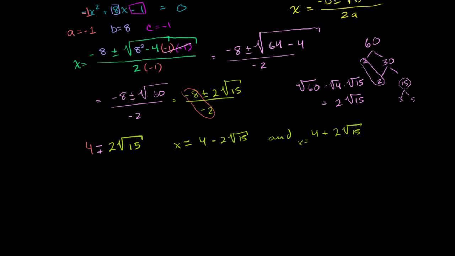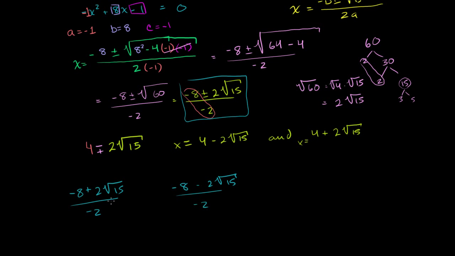I could write this expression up here as two expressions. That's what the plus or minus really is. There's a negative 8 plus 2 roots of 15 over negative 2, and then there's a negative 8 minus 2 roots of 15 over negative 2. This one simplifies to negative 8 divided by negative 2 is 4, and 2 divided by negative 2 is negative 1, so 4 minus the square root of 15. And then over here, you have negative 8 divided by negative 2, which is 4, and then negative 2 divided by negative 2, which is plus the square root of 15.